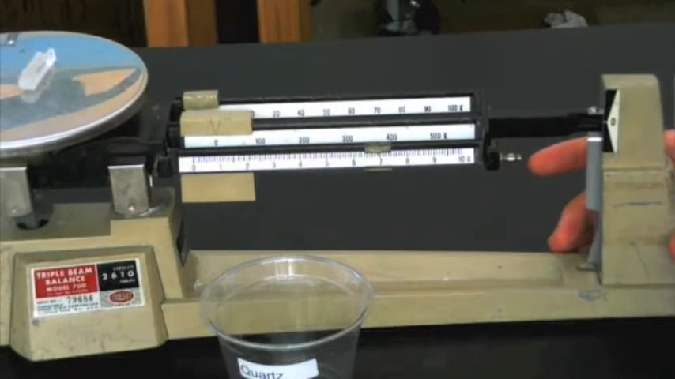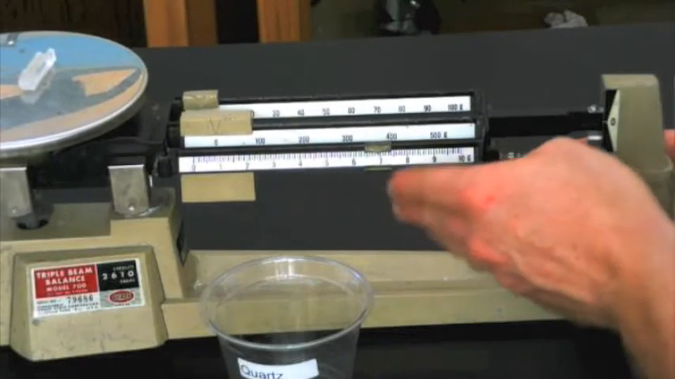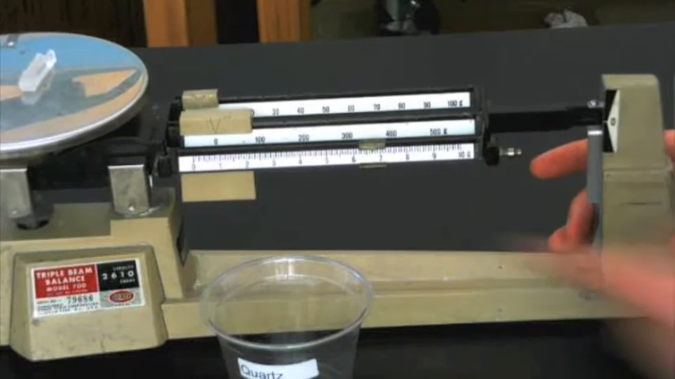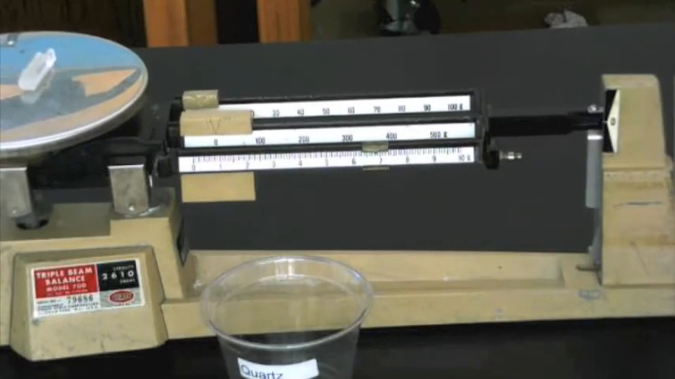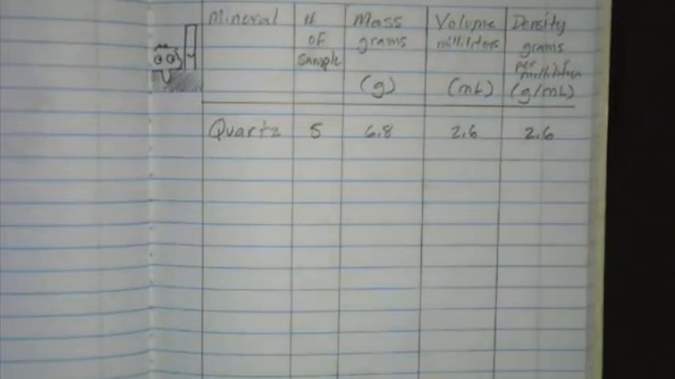Since it has the largest volume, it should also have the largest mass if all three samples have the same density. The mass of sample number 5 is 6.8 grams. So to get the density, we divide mass by volume. 6.8 divided by 2.6 equals 2.6 grams per milliliter.